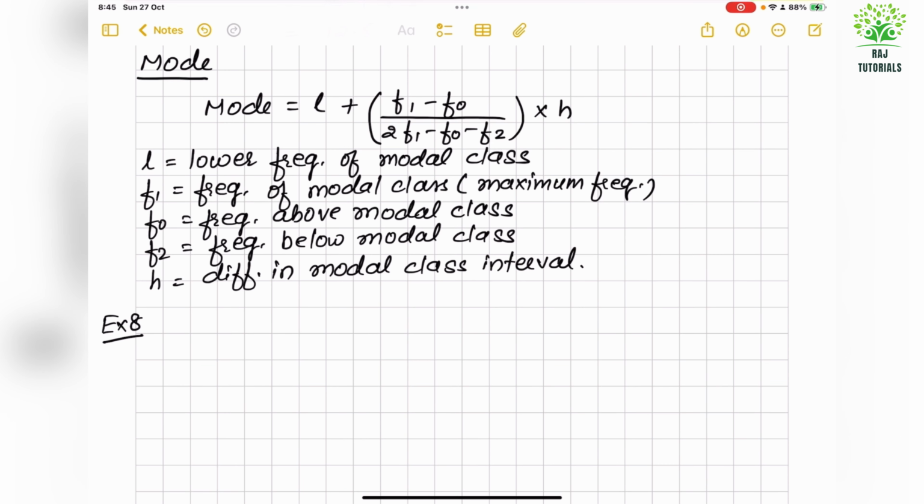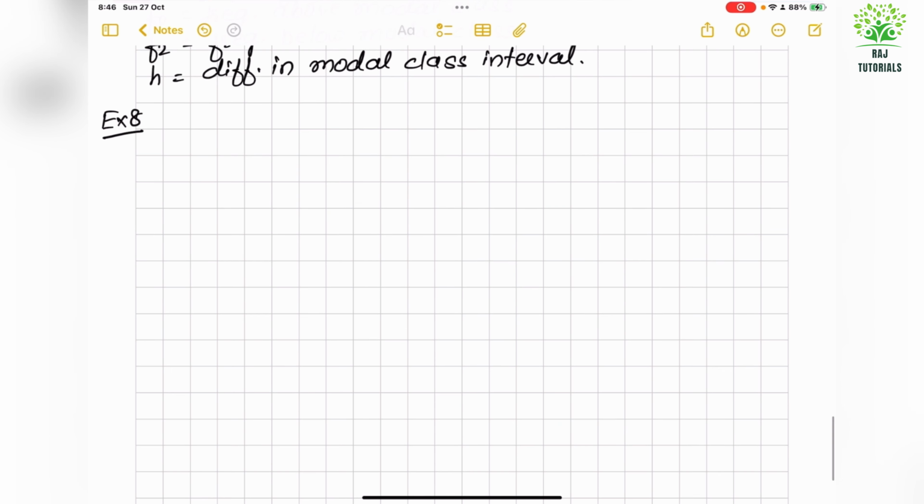Now next and the last topic of the introduction is mode. Mode formula is L plus F1 minus F0 upon 2 F1 minus F0 minus F2 into H, where L is the lower limit of modal class, F1 will be frequency of modal class, that means maximum frequency. F0 will be frequency above modal class, F2 will be frequency below modal class, H will be difference in modal class. So now let us take one example and understand mode.